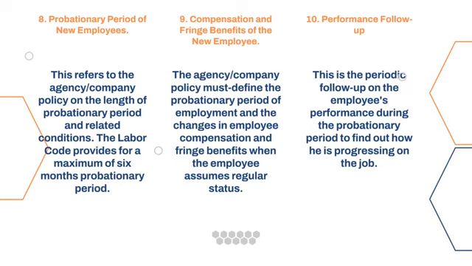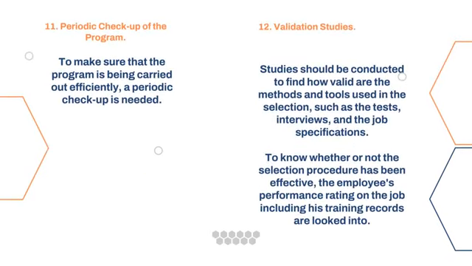Number 10, performance follow-up. This is the periodic follow-up on the employee's performance during the probationary period to find out how he is progressing on the job. Number 11, periodic checkup of the program. To make sure that the program is being carried out efficiently, a periodic checkup is needed. 12, validation studies. Studies should be conducted to find how valid are the methods and tools used in the selection, such as the test, the interviews, and the job specifications. To know whether or not the selection procedure has been effective, the employee's performance rating on the job, including his training records, are looked into.